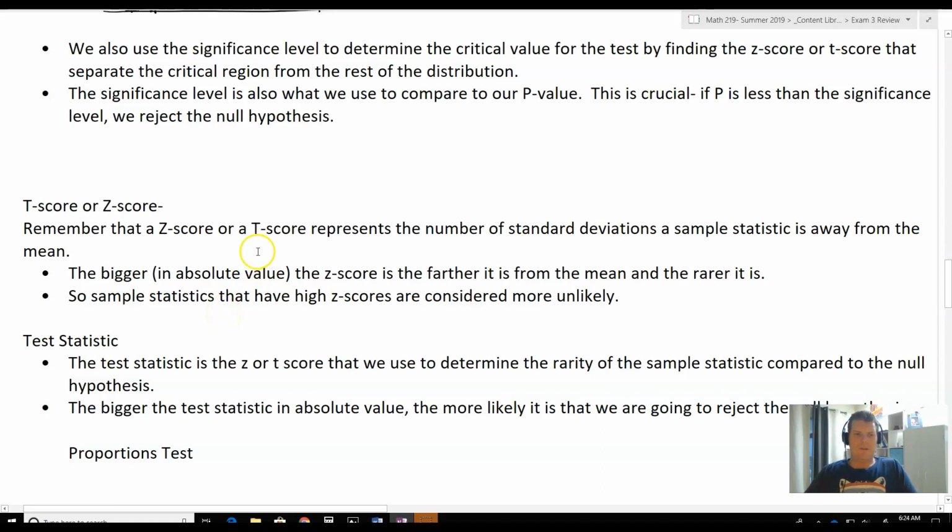All right, so now what is a test statistic? This is really important when we're doing something called the critical value method. So let's actually put that in here.